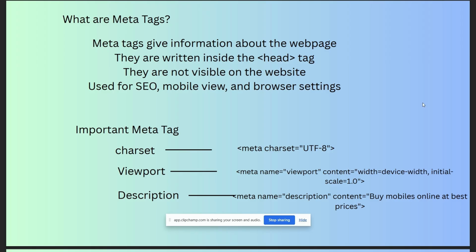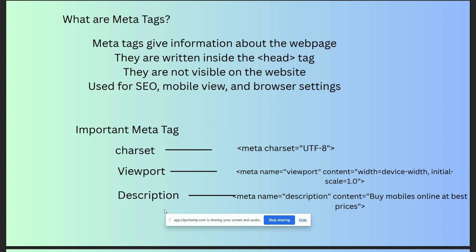Some of the important meta tags are charset. Charset is used to define character encoding. We usually use UTF-8. UTF-8 supports English, Indian languages, symbols, and emojis.